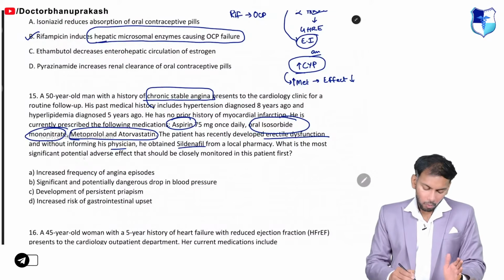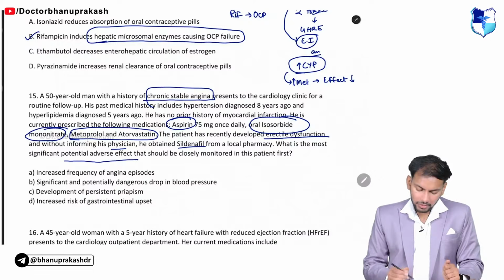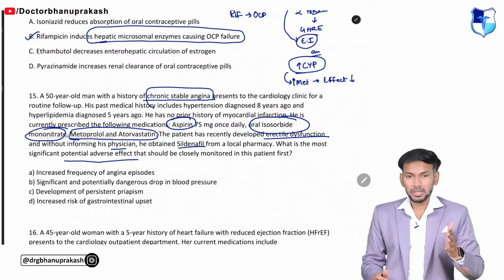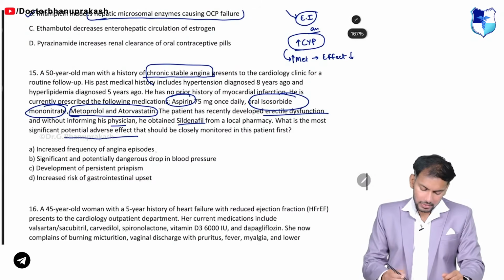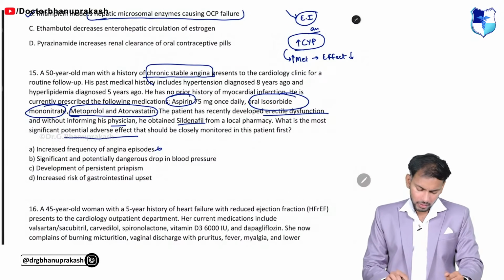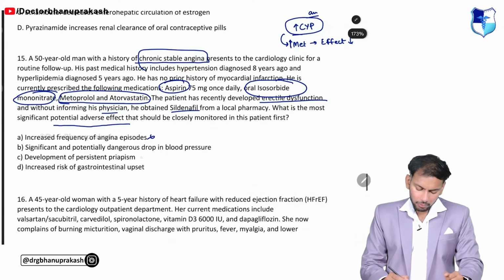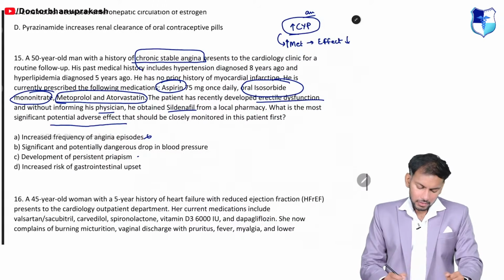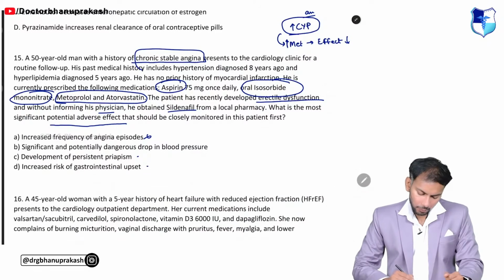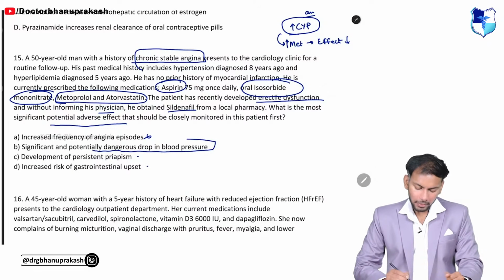Now, what is the most potential adverse effect that can be closely monitored in this patient? What can be seen in all of this? Is it increased frequency of angina episodes? No, it will not increase the frequency of angina episodes. Is it development of persistent priapism? Is it increased risk of gastrointestinal upset? Significant and potentially dangerous drop in blood pressure.